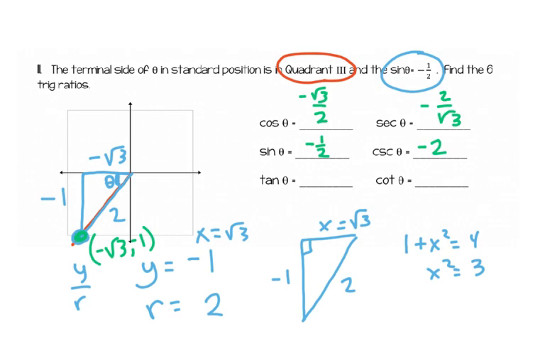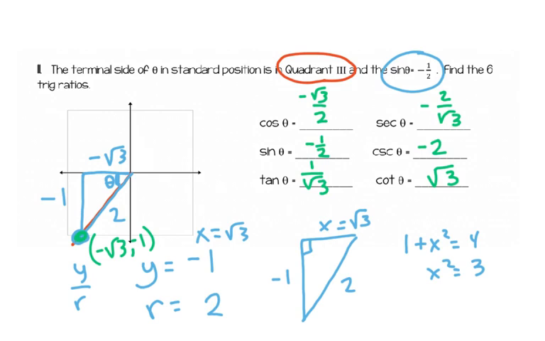Tangent is going to be y over x, or opposite over adjacent. So y over x is going to be negative 1 over negative square root 3, so that's going to be a positive 1 over square root 3. Again, you do not have to simplify the radicals. I'm okay if you just want to leave it like that. And then the inverse of that would be square root 3 over 1.